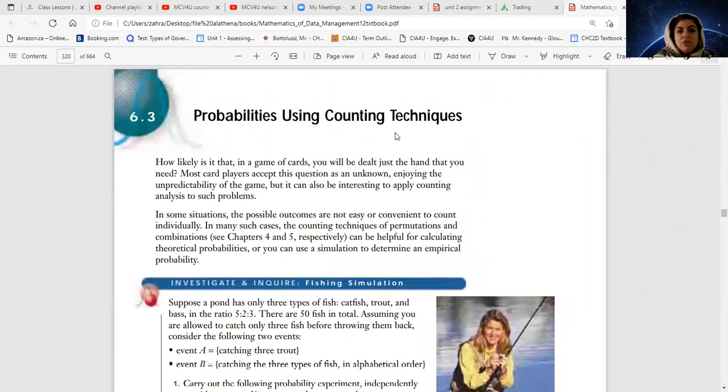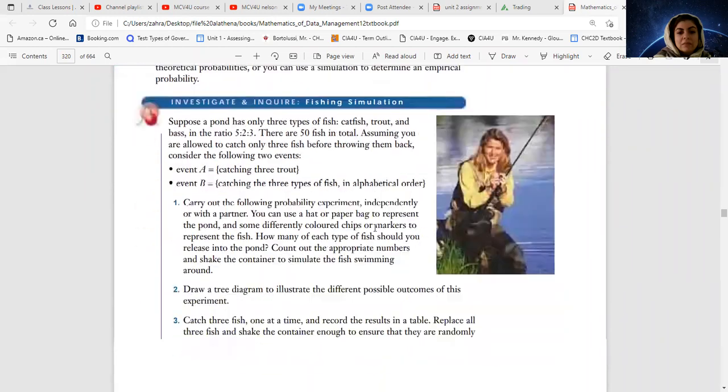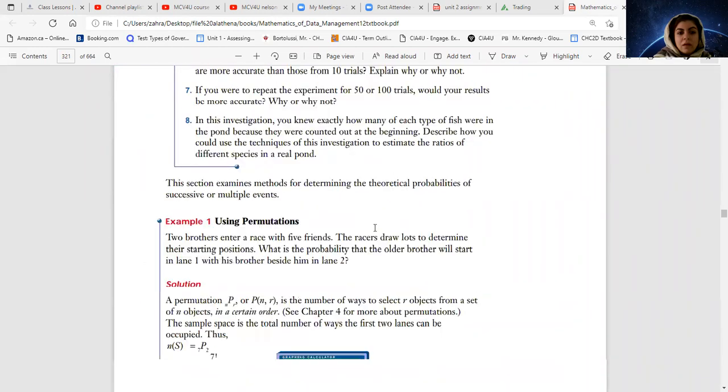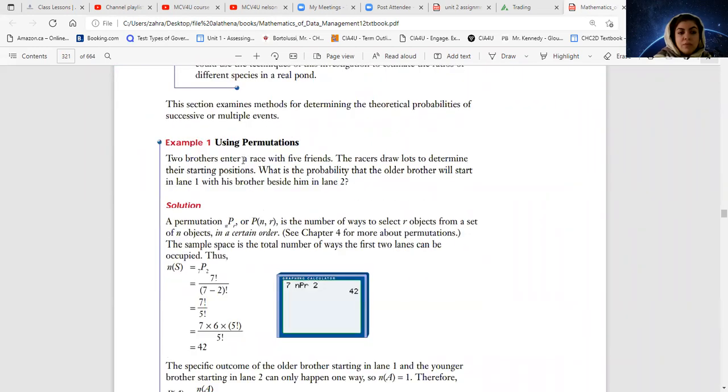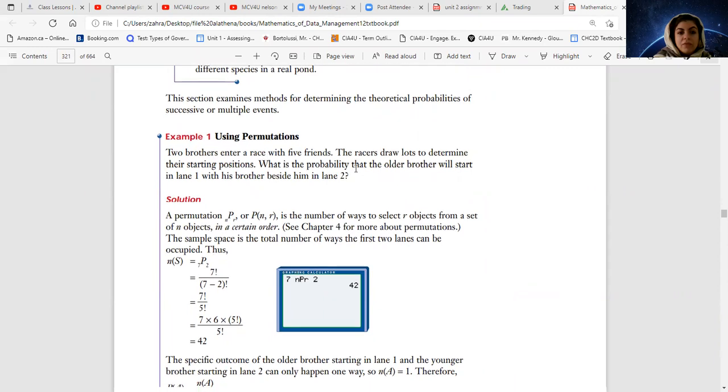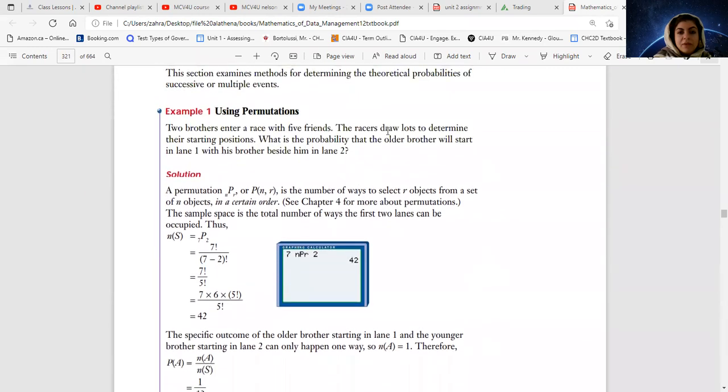Okay, probabilities using counting techniques. Look at this example. Two brothers enter a race with 5 friends. The racers draw lots to determine their starting position. What's the probability that the older brother will start in lane 1 with his brother beside him in lane 2?